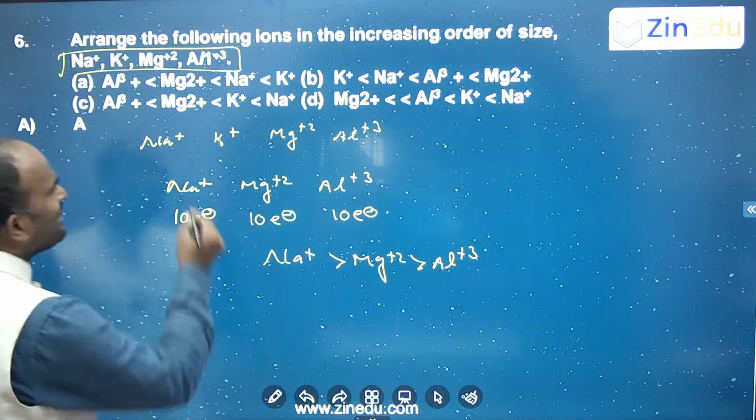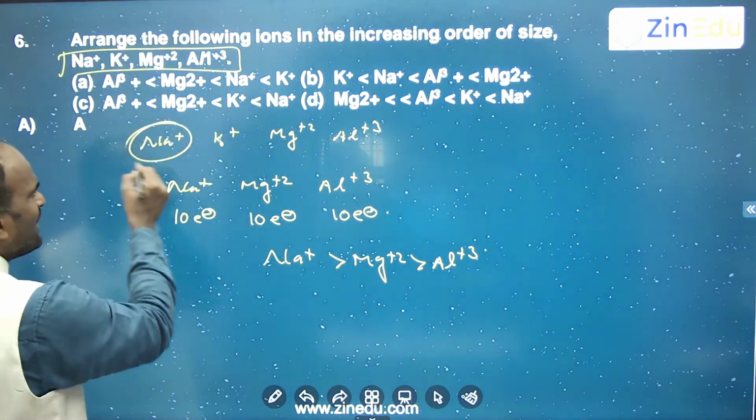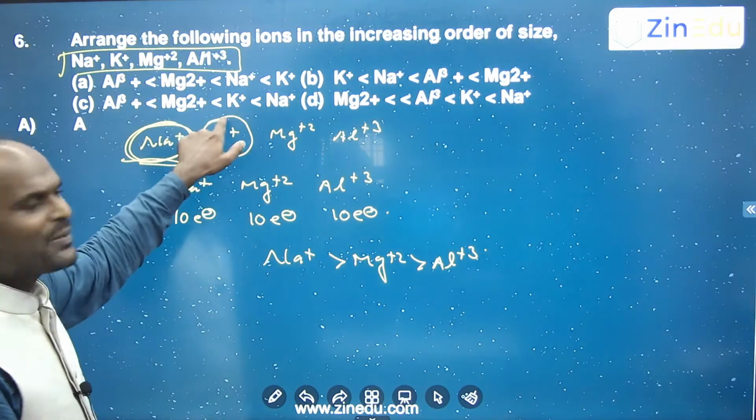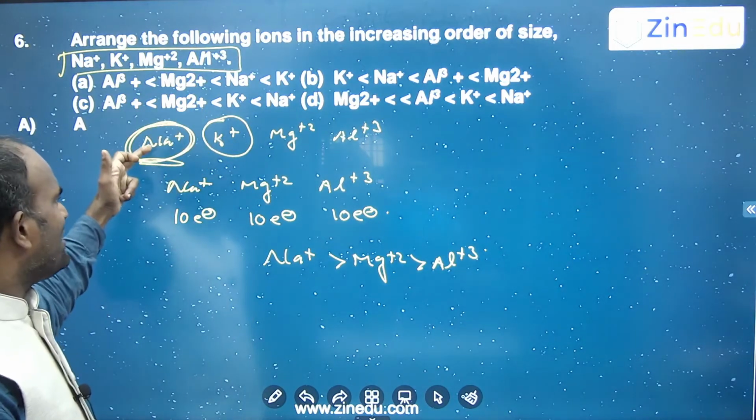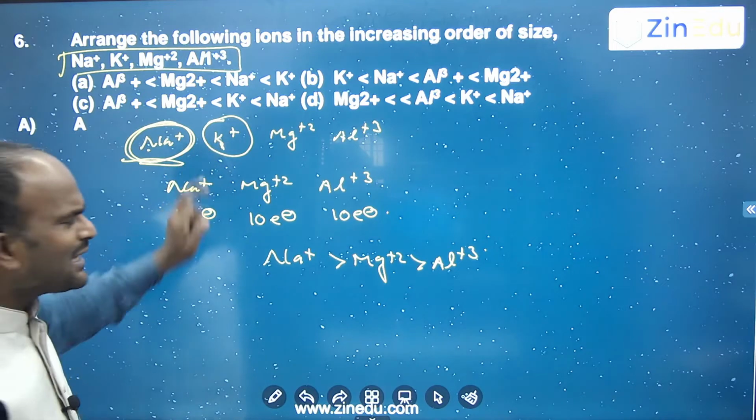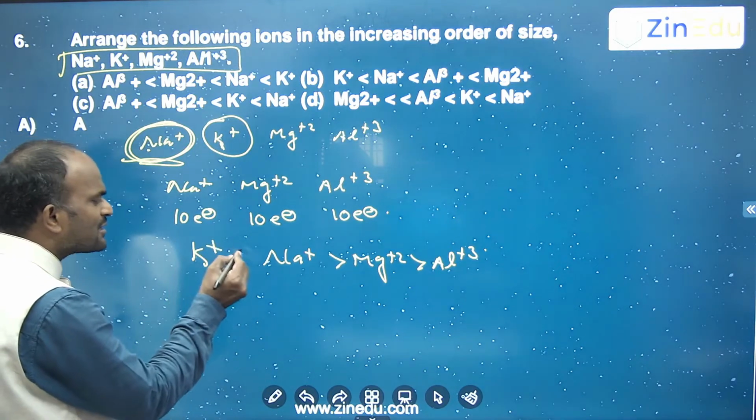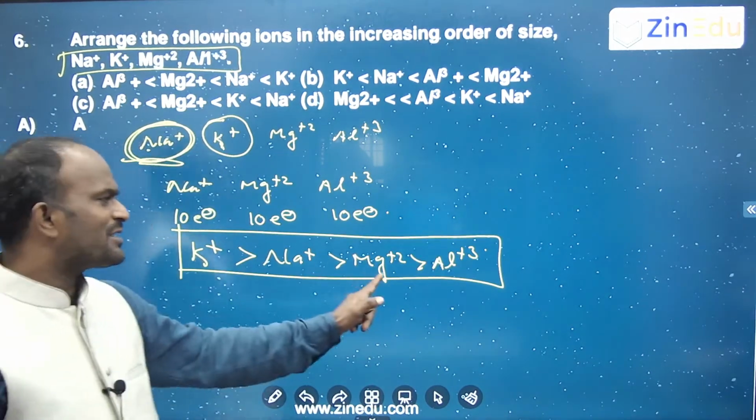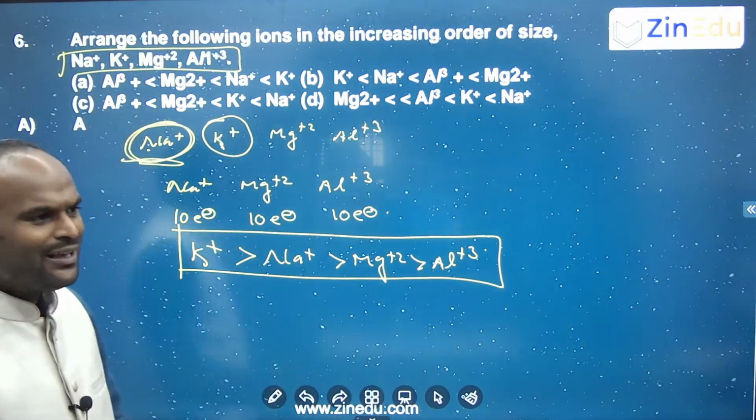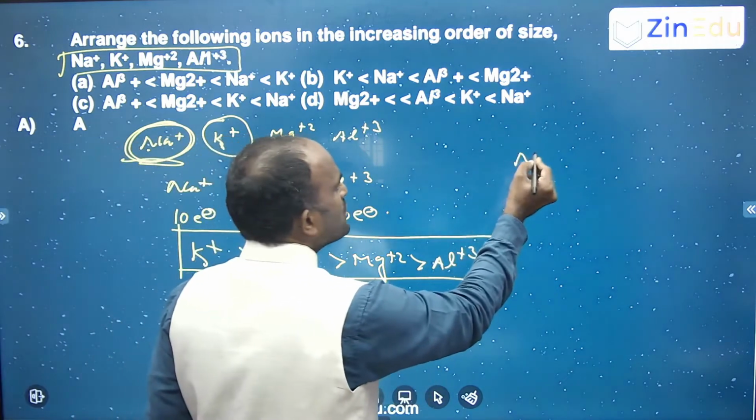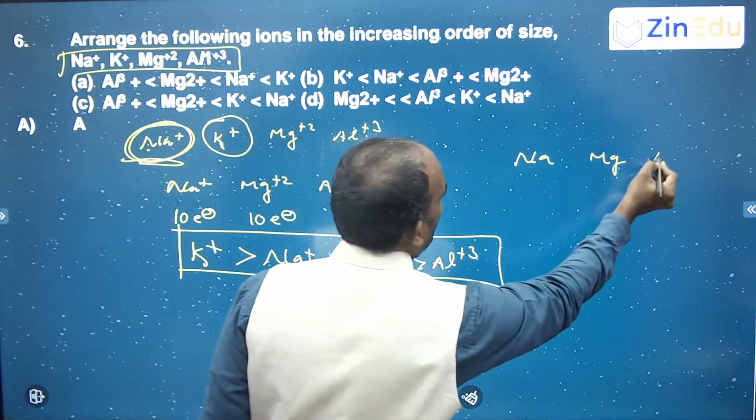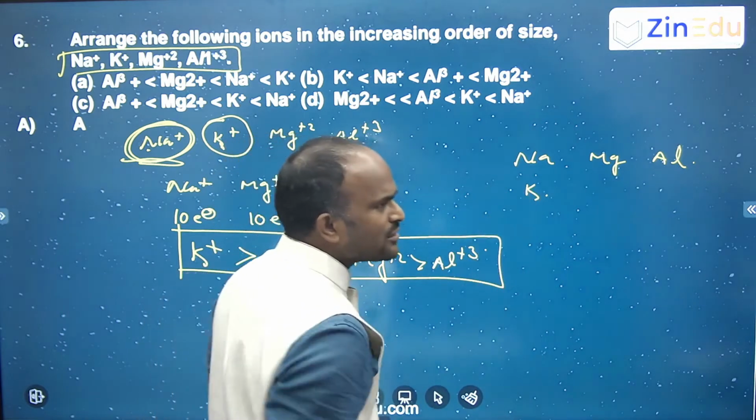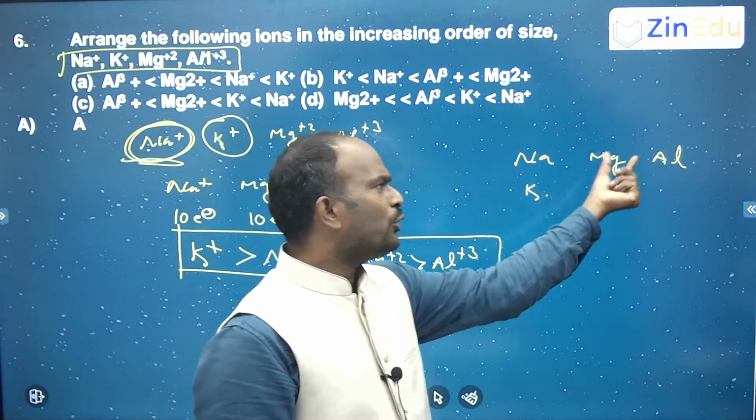But when compared with Na plus and K plus, Na belongs to the third period, and K is present in the fourth period. From Na plus to K plus, the size is going to increase. Therefore, K plus comes first when compared with Na plus, then Mg plus 2, then Al plus 3. So in this way we have to work out sodium, magnesium, aluminium here, and here we will have the potassium. So first group element, second group element, third group element.